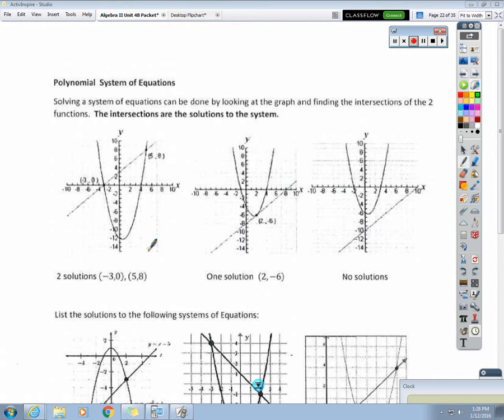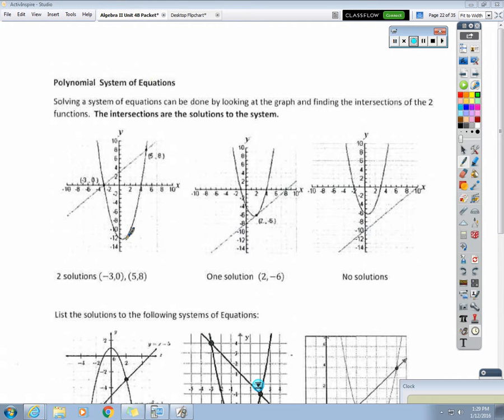Polynomial system of equations. Solving a system of equations can be done by looking at the graph and finding the intersections of the two functions. The intersections are the solutions to the system. Now, if I say we're gonna graph an equation, we're just going to graph one equation. But if I say we're going to look at a graph that's a system of equations, a system means two or more equations. Today we're only going to be dealing with two.